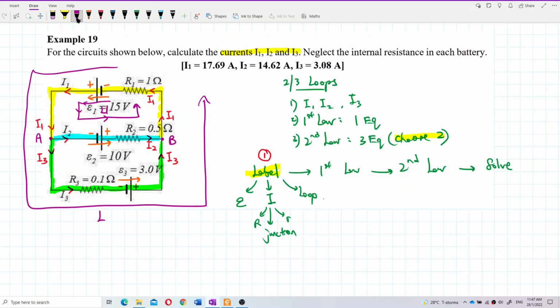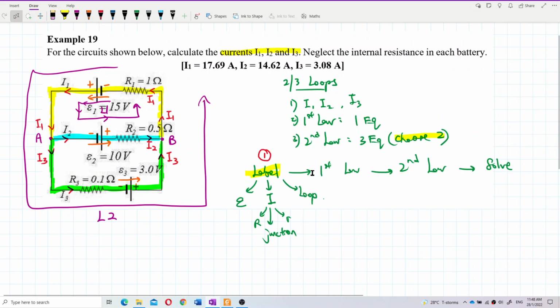Okay, that's my loop 2. So I have two loops, loop 1 and loop 2. If you want to choose the bottom loop, no problem, still can solve. You can even put the bottom loop as a clockwise loop, also can. You still get back the same answer later on, the same values for current I1, current I2, current I3. But right now, this is what I like. I want to choose the top loop and the outside loop. I do what I like, isn't it? My freedom.